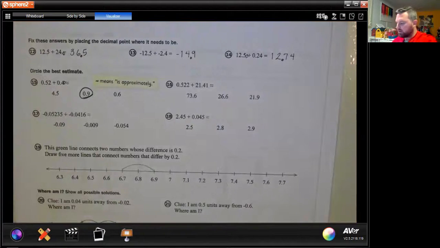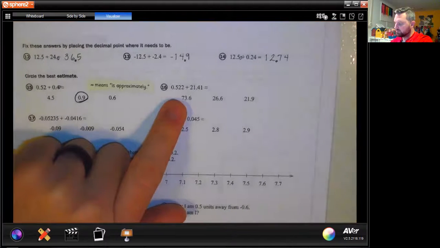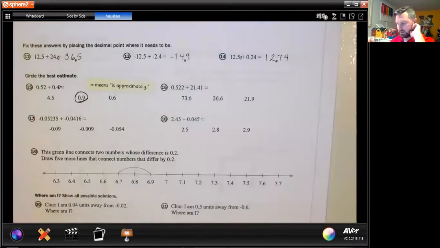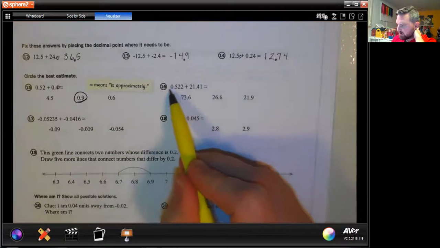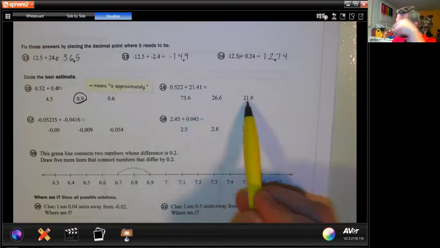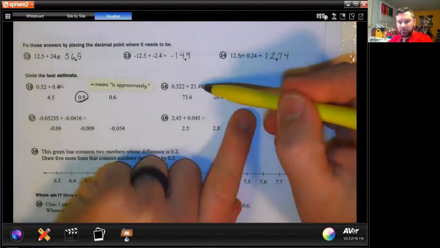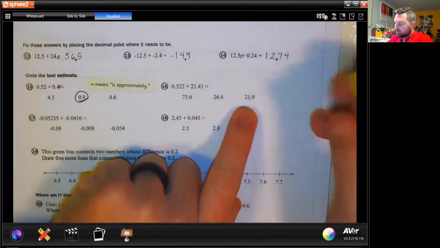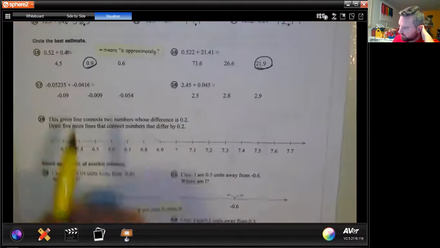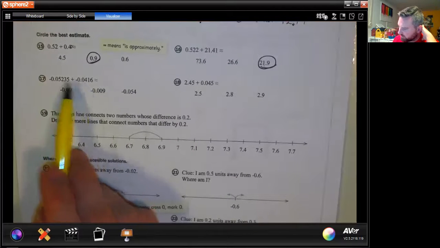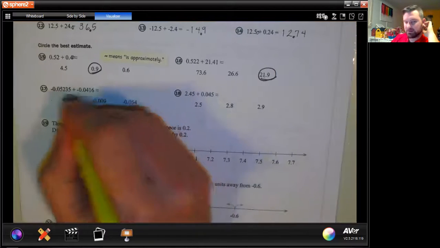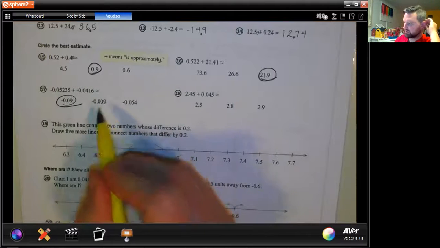All right, on this one you have 0.50, 522 and 21.41 something. Okay, so if we look here, we have 0 and 21. That makes 21. Okay, so which one's close to 21? This one is. And then you have 0.5 and 0.4. That's 0.9. So this number would be really, really close. Okay, and that's what we're looking for. You have 0.05, 0.04, both negatives, and you're adding. So 0.05 and 0.04 is 0.09. So that one, this one's got an extra 0 in there, which I wouldn't want.